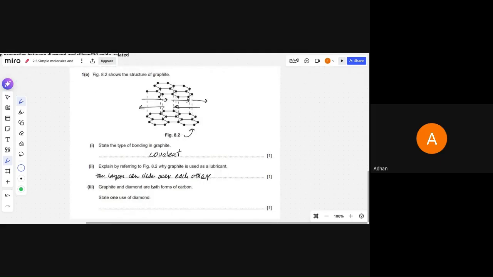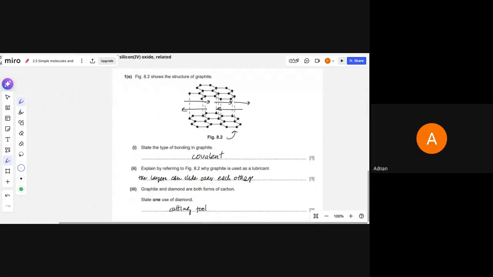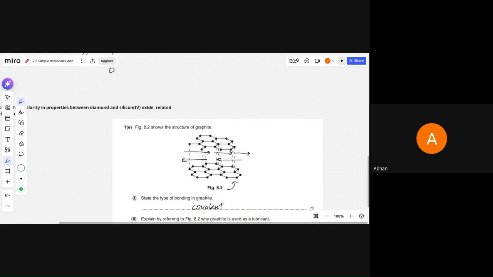Next question: graphite and diamond are both forms of carbon. State one use of carbon. So you can say that it can be used as a cutting tool, right? So you can write here cutting tool. You don't have to explain why it is used as a cutting tool. They are just asking you about the use, right? You don't have to justify it. So these are the type of questions that you will be asked on the exam.